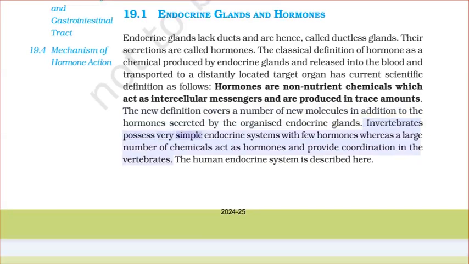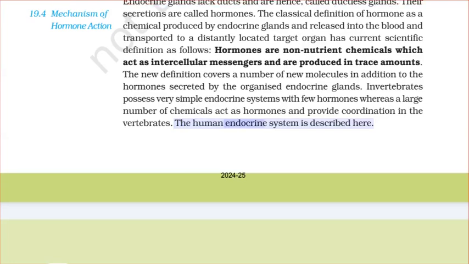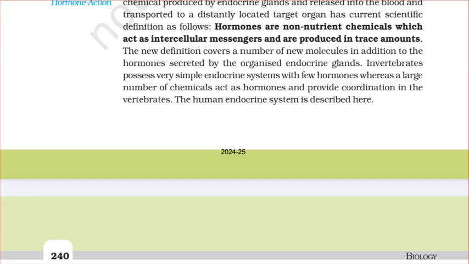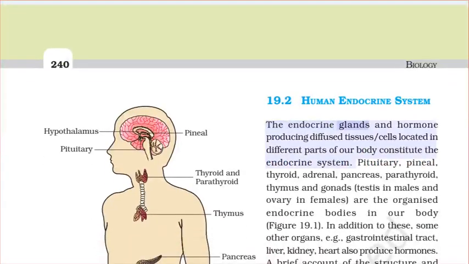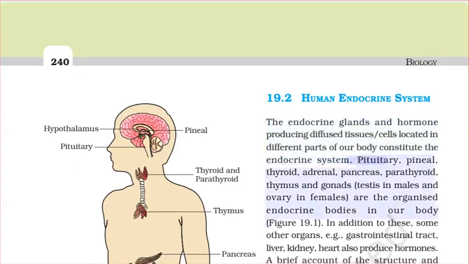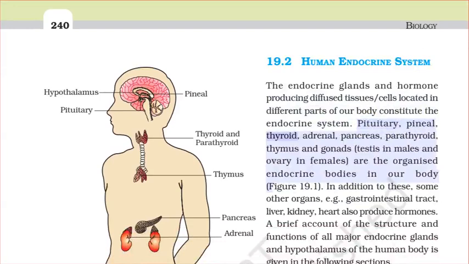Invertebrates possess very simple endocrine systems with few hormones, whereas a large number of chemicals act as hormones and provide coordination in the vertebrates. The human endocrine system is described here. Human endocrine system. The endocrine glands and hormone-producing diffuse tissue cells located in different parts of our body constitute the endocrine system. Pituitary, pineal, thyroid, adrenal, pancreas, parathyroid, thymus and gonads, testis in males and ovary in females are the organized endocrine bodies in our body.